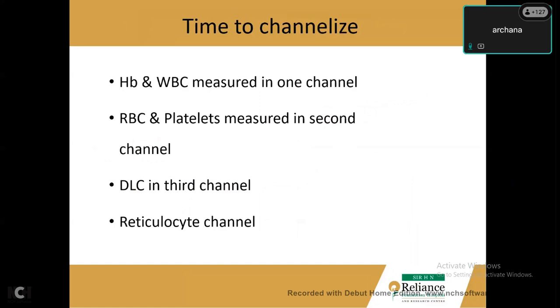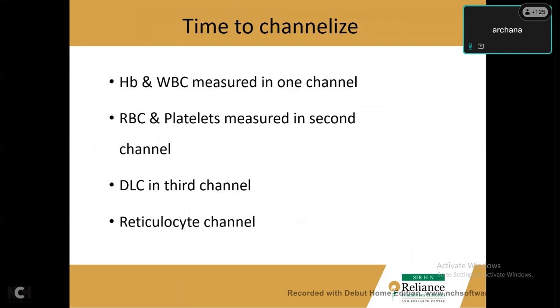For example, a channel which would lyse the red blood cells by using ammonium salts, and then we measure the hemoglobin using spectrophotometry. Along with that, in the same channel, we also analyze the WBC count. Now, because the red cells have been lysed, they do not interfere largely with your WBC count. So please remember that as we go ahead in our talk. Then another channel for RBC and platelet analysis, one more for differential counts.